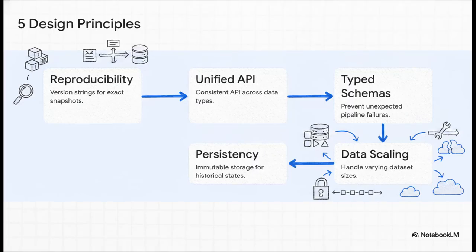So the crucial point is building an enterprise-grade dataset manager means sticking strictly to 5 non-negotiable rules. 1, dataset reproducibility. You absolutely need tools like DVC to recall exact historical data snapshots for troubleshooting. 2, a unified API across different data types. By using gRPC or REST endpoints, users interact with images the exact same way they interact with text, which clears up huge engineering bottlenecks. 3, strongly typed data schemas to validate incoming data so you don't get unexpected pipeline blowups. 4, internal scaling baked right into the storage layer to handle wildly varying dataset sizes. And 5, data persistency via immutable storage, meaning you never accidentally overwrite or lose critical training states.